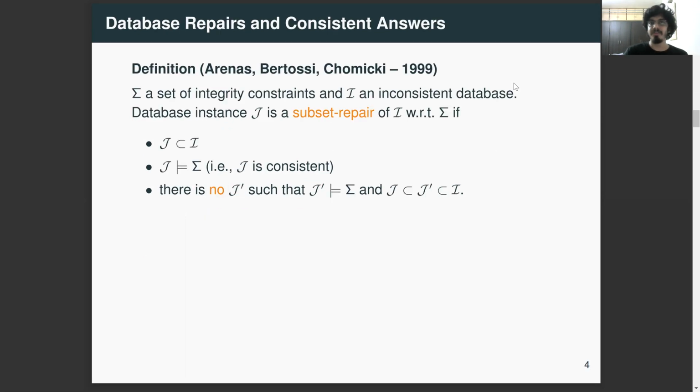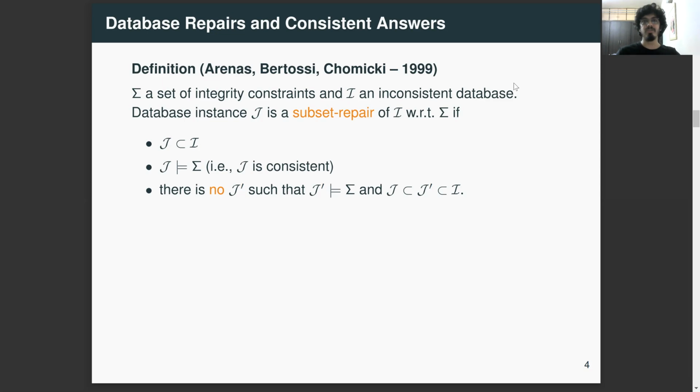So this idea of database repairs was introduced by Arenas, Bertossi, and Chomicki in 1999. And it says that, let's say you consider your database as a set of tuples, and you're allowed to delete tuples to make the data consistent, but you're allowed to delete a minimal number of tuples. You can't delete too many tuples. So every maximal consistent subset of your inconsistent database instance is called a database repair.